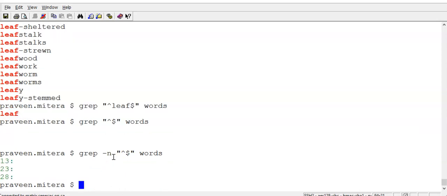So when I hit enter now, it shows me lines 13, 23, and 28 are the ones which are empty, blank lines. So that's very useful if you want to find out in case there's any empty lines. Maybe you were not expecting them, and maybe it's a bug in the program that you're using, whatever. So that's a good way of being able to do that.